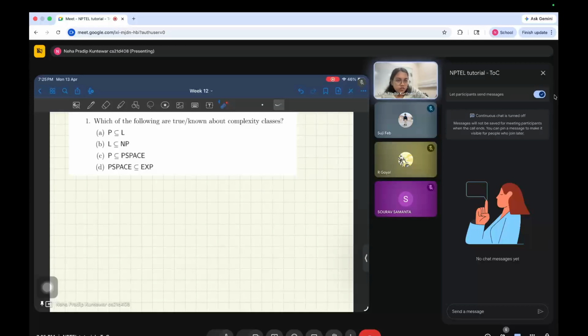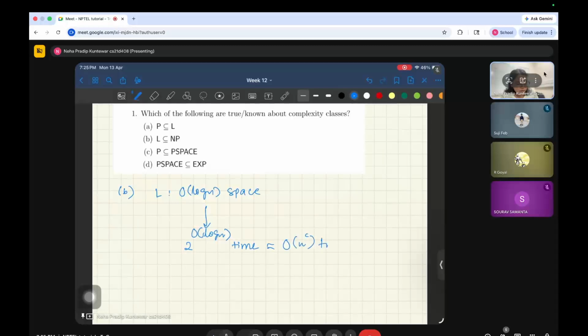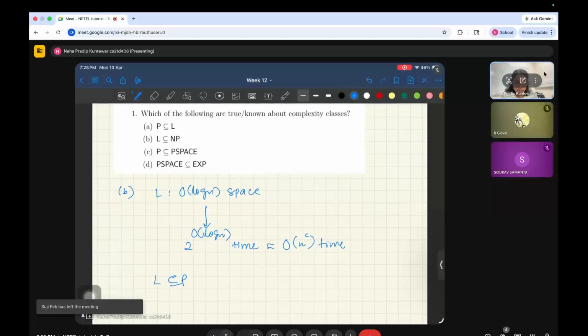So let's look at B. As we saw, if you have something that takes a logarithmic amount of space, it will take 2 to the log n amount of time at most, which is nothing but order n to the c time. Therefore, L is contained in P, which is by default contained in NP. So this is true. And by the same argument, D is also true. Instead of log n here, if you just put n to the c, you get that PSPACE is in EXP.